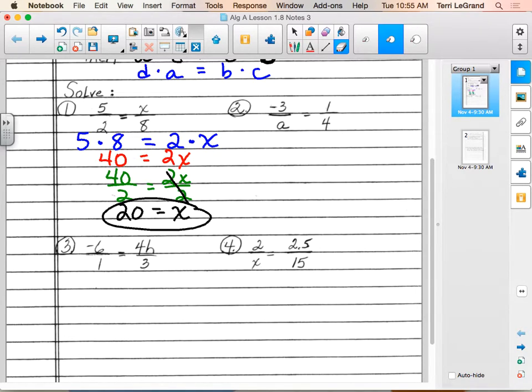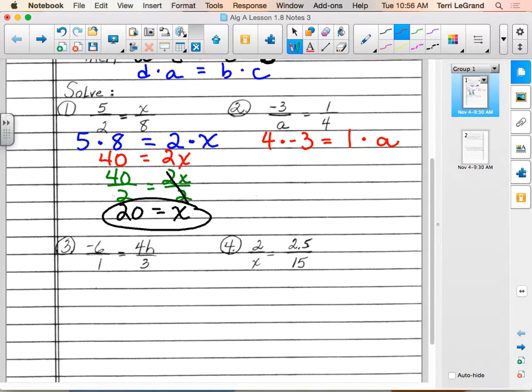Number 2. What would the cross products look like? Noah? 4 times negative 3 is equal to 1 times a. Okay. That's the only way that one could have been done? Anybody think they know another setup we could have done and would be okay? What's another way we could have done that one? There's some more correct ways, and then there's some incorrect ways. Anybody want to take a chance on another correct way?